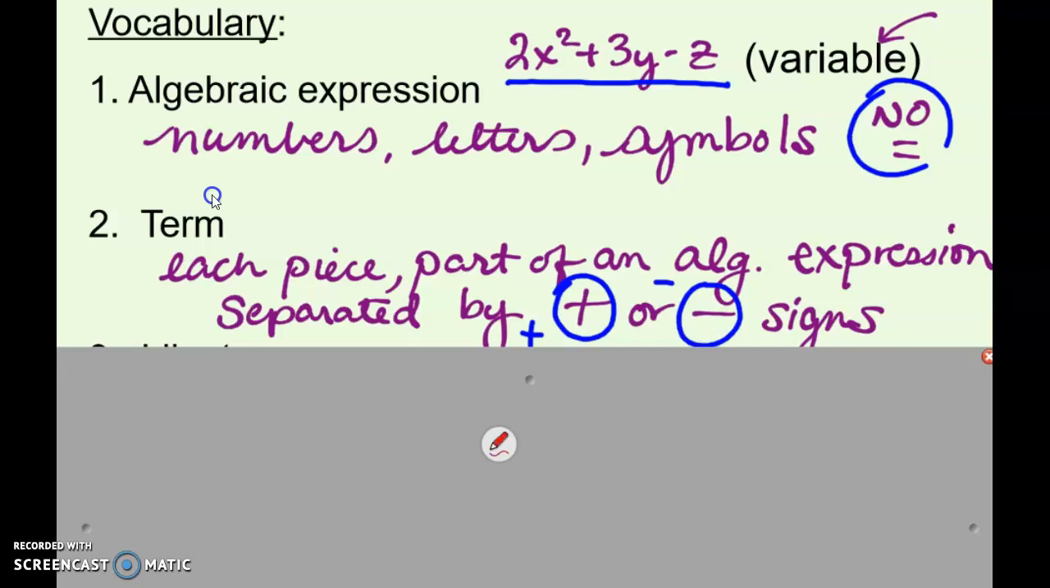So if I go back to my example up here, this is a term, 2x squared. This is a term, 3y, and then this is a term, actually negative z, right? Those positives and negatives tell us, or the plus and minus signs tell us positives and negatives. So this last one is a negative z. So my example here had 3 terms, okay?